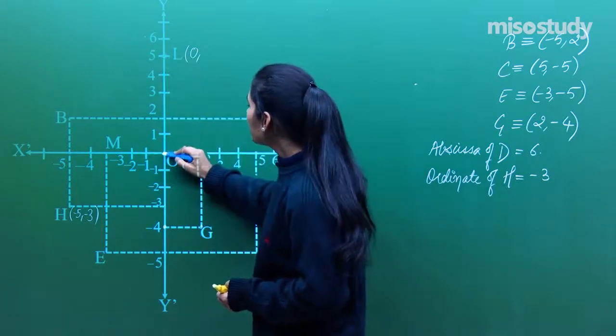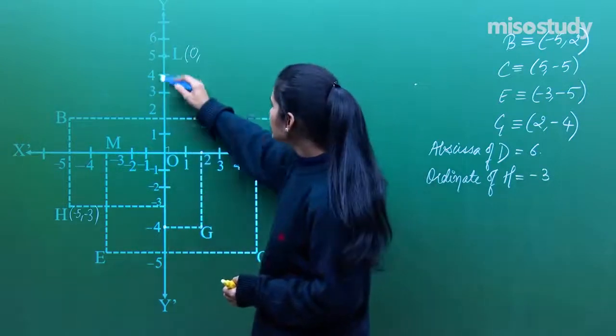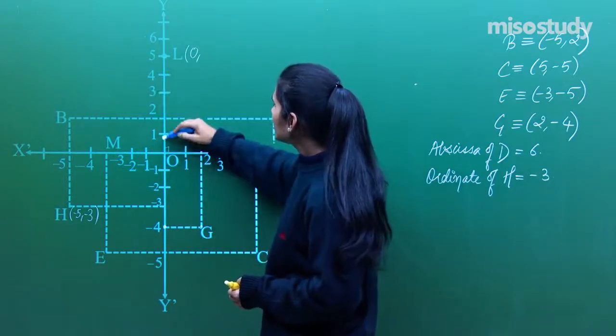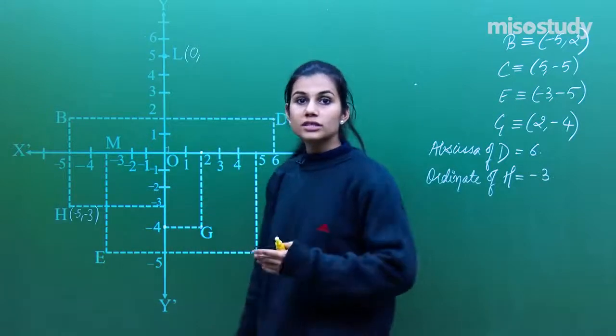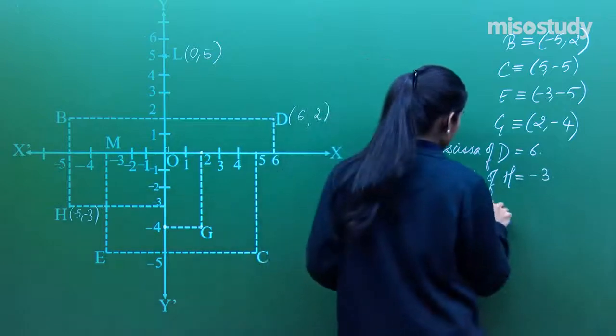From this point, when I drop a perpendicular at origin, it meets the x-axis. So what is the distance from L to O? OL is actually 1, 2, 3, 4, 5 units along positive y-axis. So (0, 5) are the coordinates of point L.